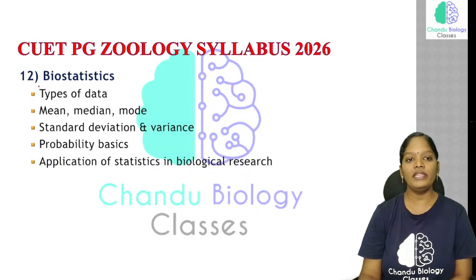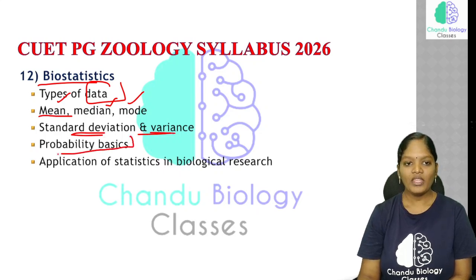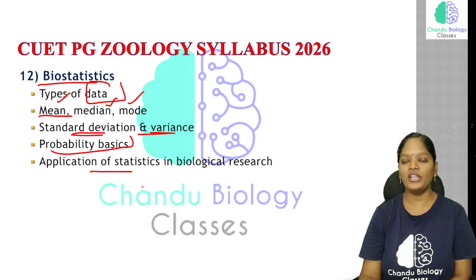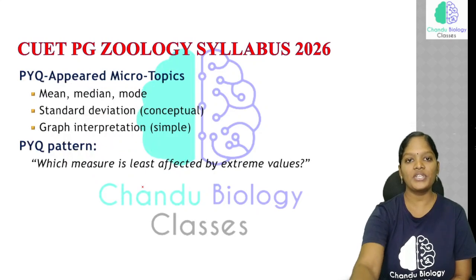So the 12th unit will be biostatistics. In biostatistics, you should know what is meant by data. What are all the types of data? How can we calculate the mean, median and mode? How can we calculate the standard deviation and variations? What are the probability basics and applications of statistics in biological research? How statistics will be helpful in biological research.